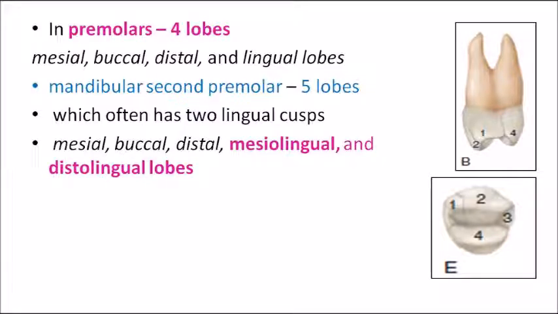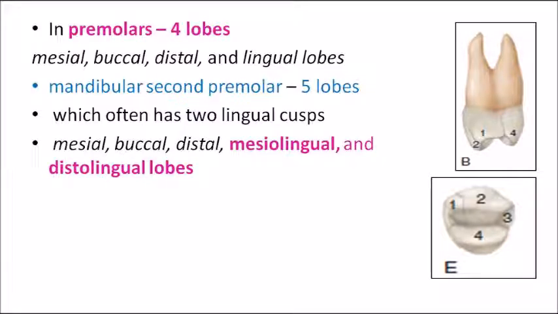For mandibular second premolar, it has got 5 lobes. So except for mandibular second premolar, all other premolars have 4 lobes. So you have your mesial, buccal and distal, and the mandibular second premolar has got 2 lingual lobes. So if you remember, mandibular second premolar is one tooth which often shows a tendency for 2 lingual cusps and variation in the occlusal anatomy.